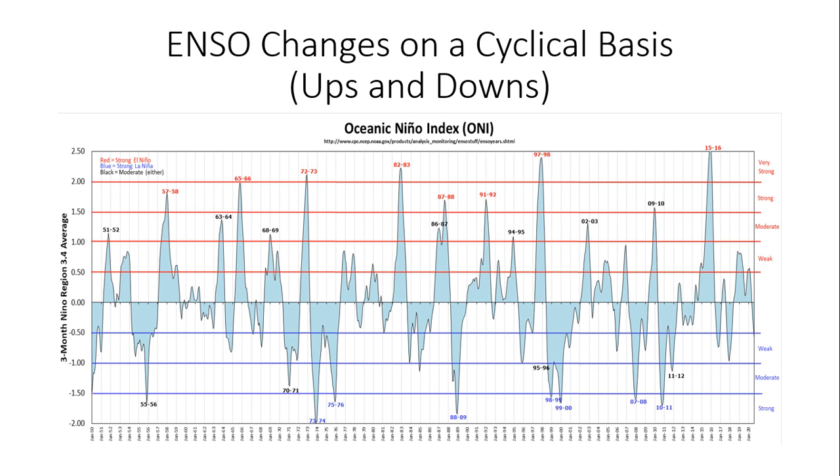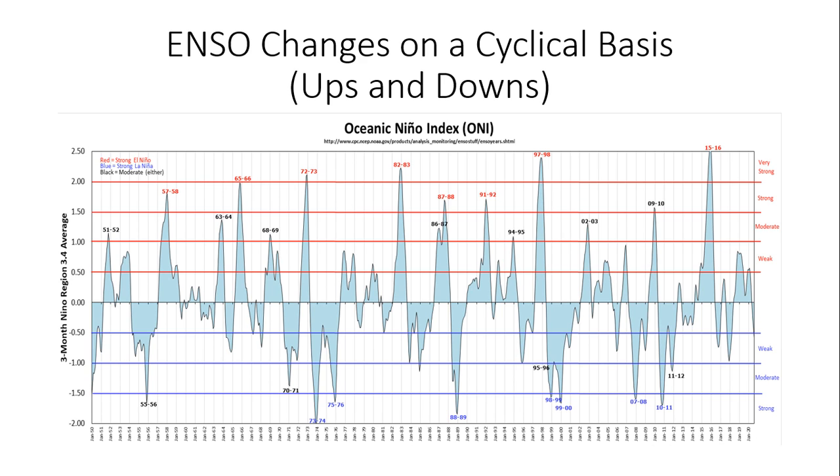You'll notice that the red numbers there indicate the years in which we had strong El Ninos. So if you see 57, 58, 65, 66, 1972, 73, 1982, 83, 1987, 88, 1991, 92, 97, 98, and then 2015, 16, all had very strong El Nino years, okay? And looking at 2015-16, the Nino 3.4 region was 2.5 degrees Celsius above normal in that area of the water temperature.